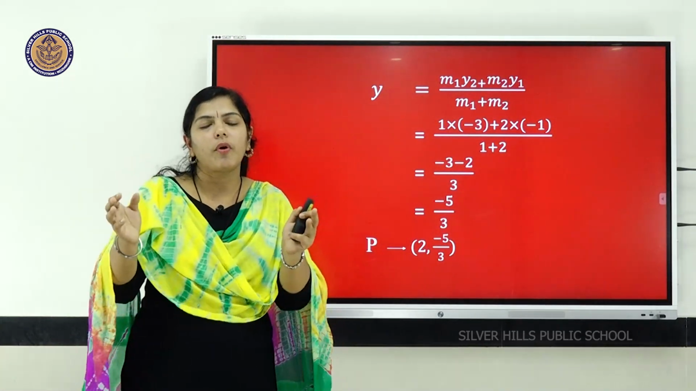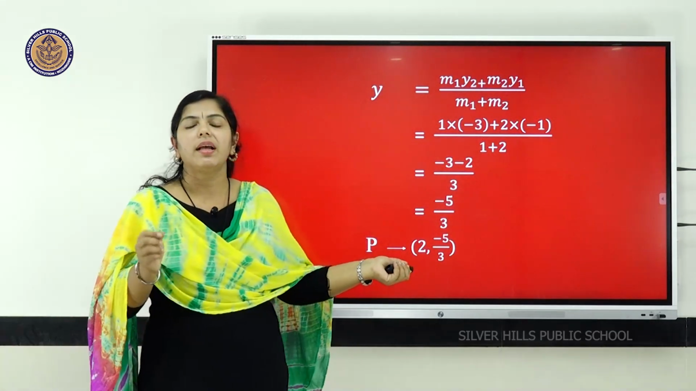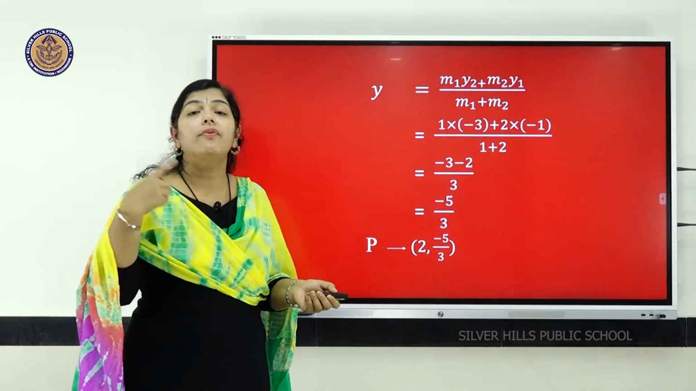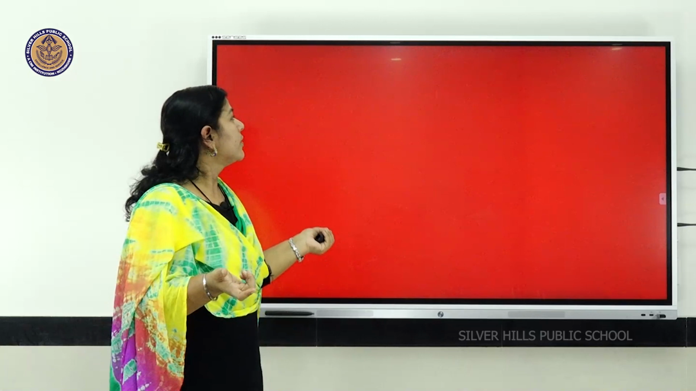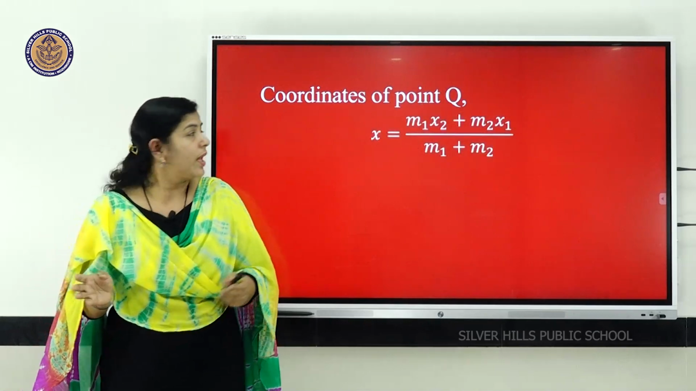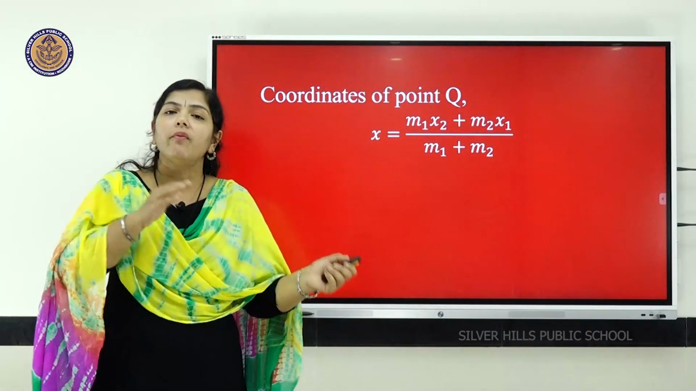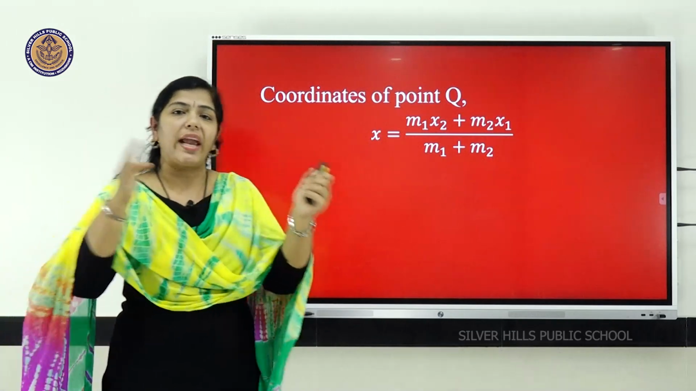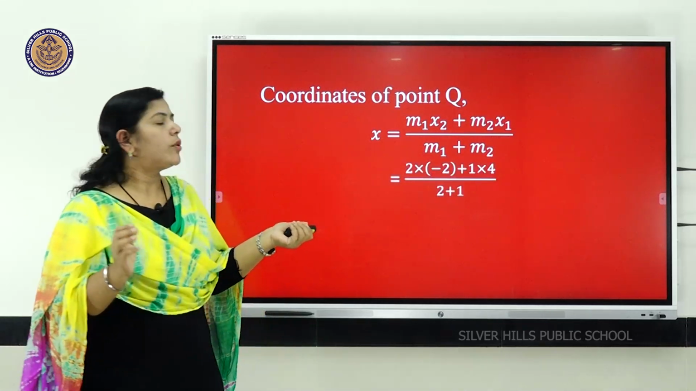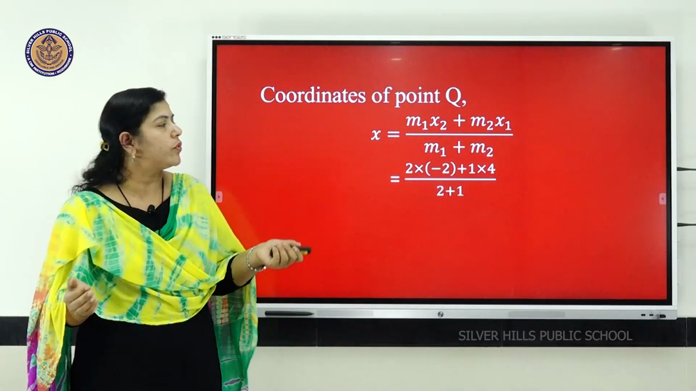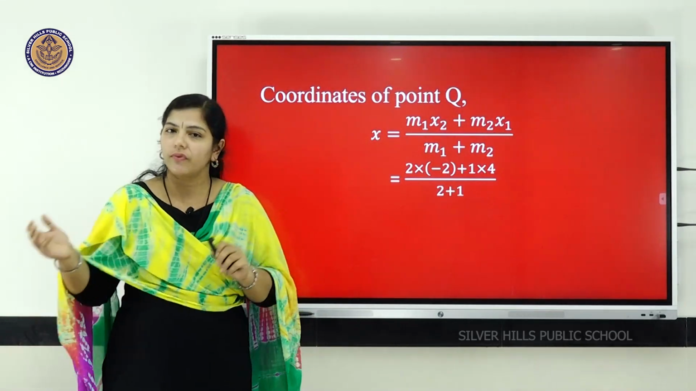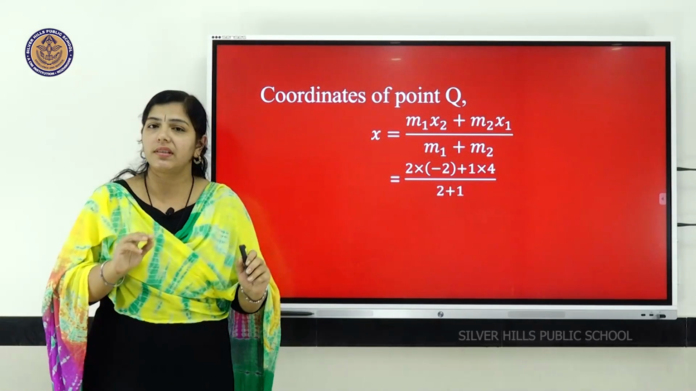So, among the 2 points P and Q, we got the first point, that is P as (2, minus 5 by 3). It is not finished, we have to find Q also. Okay. So, let us find the coordinates of point Q. The same section formula we will use, that is x equals (m1 x2 plus m2 x1) whole divided by (m1 plus m2). That is equal to 2 into minus 2 plus 1 into 4, whole divided by 2 plus 1. Here the ratio changes, but the sum is the same.